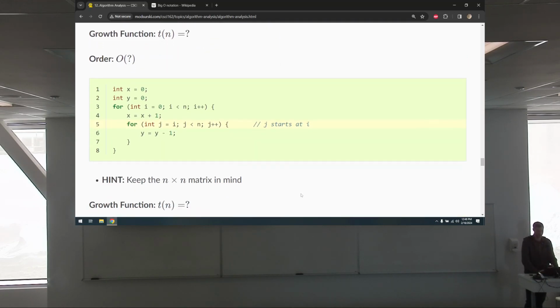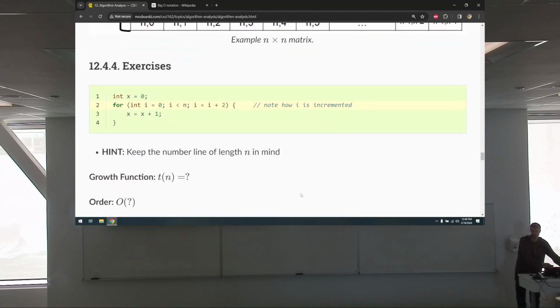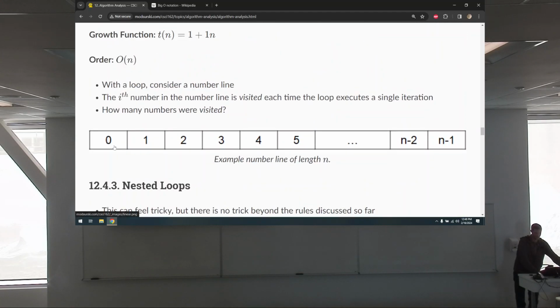Oh, here's a good one. Before I move on to that one, are there any questions about this one? Go back to this number line. If I start at 0 and I'm counting by 2s, I go from 0 to 2 to 4 to 6 and so on. I'm skipping half of the values. So that's why that loop's actually going to run half of the total amount of time.